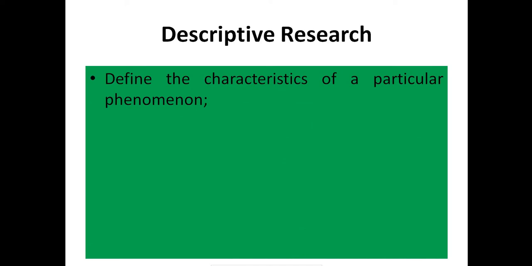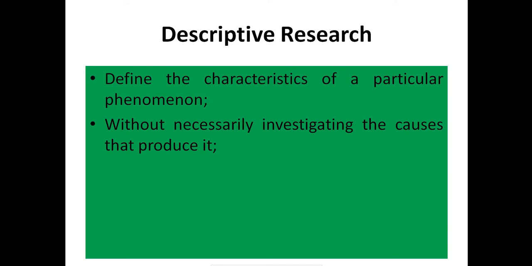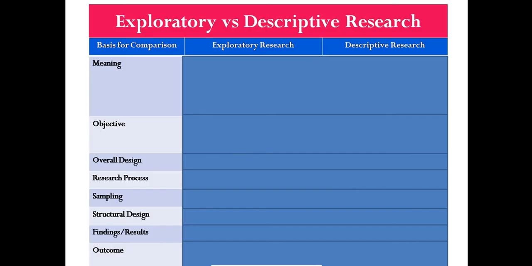Second type of research is the descriptive research. Here, we define the characteristics of a particular phenomena, and here the phenomena is not unknown or little known. It is a well-known phenomena. Okay, so here we are trying to define the characteristics, without necessarily investigating the cause that produces it. Okay.